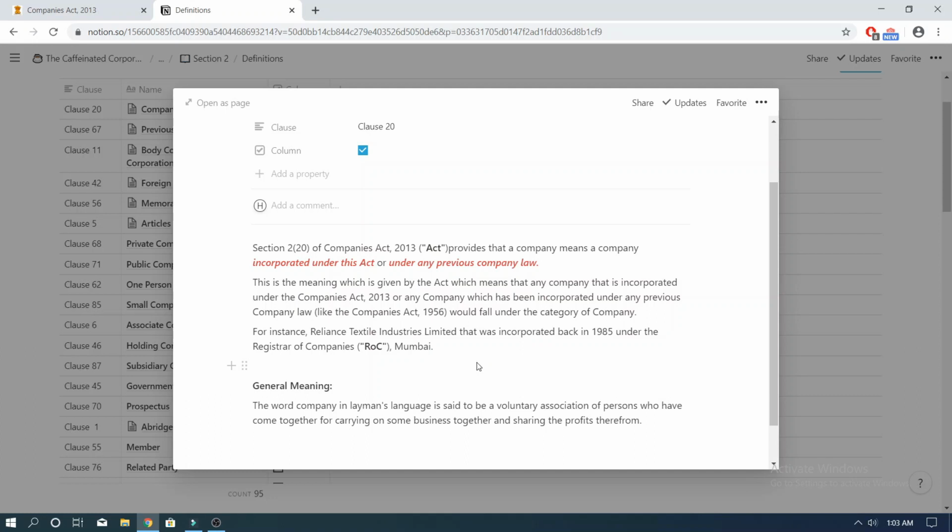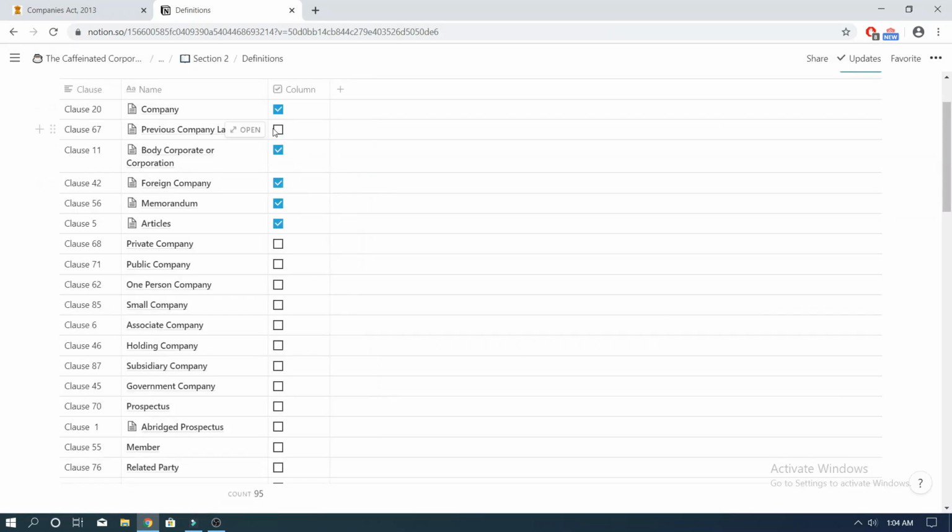So by previous law, we can also mean Companies Act 1956, which has been repealed by Companies Act 2013. So let's see, for example, Reliance Textile Industries Limited, that was incorporated back in 1985 under the Mumbai Registrar of Companies, would be defined as a company as per Companies Act 2013. So if you think about it, it makes sense because you cannot invalidate the existence of the company because of the fact that it was incorporated under an old act which stands repealed and has been replaced with a new act. Now let's take another example.